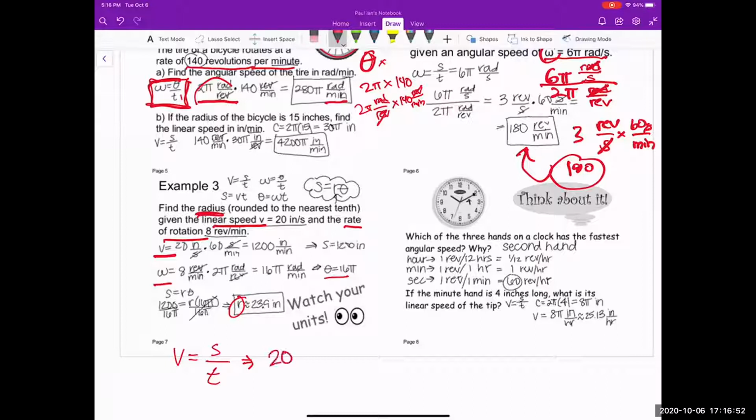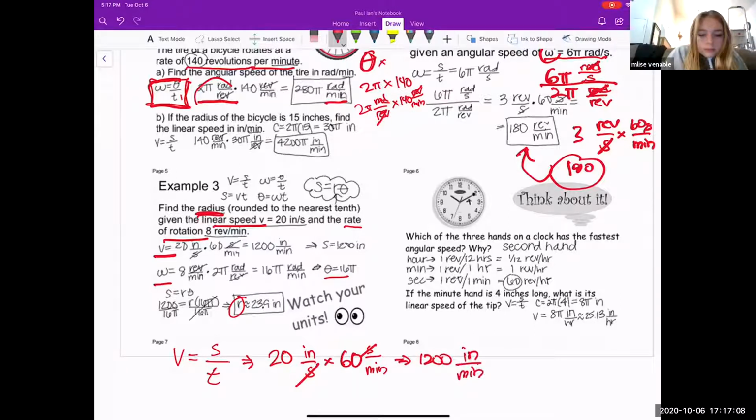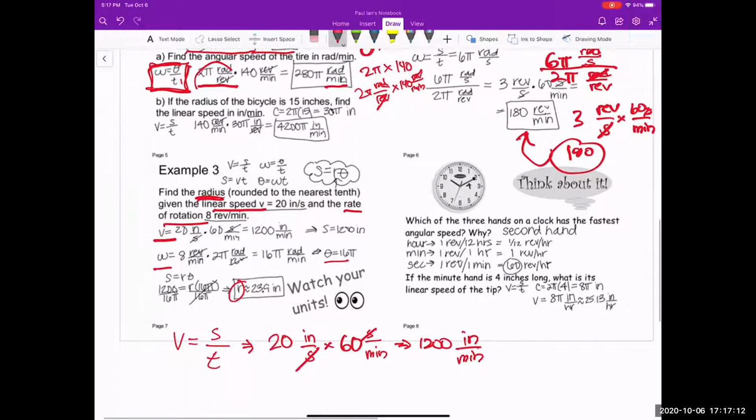He gives this to you as 20 inches per second, and you convert this to minutes. So 60 seconds to a minute, right? This cancels out, and then it's going to be 1200 inches per minute. Then you multiply this by your time. I don't know why they did this in inches right here.